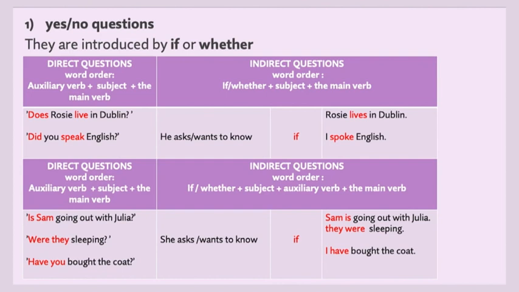Redosled reči u direktnim pitanjima je sljedeći. Pomoćni glagol, subjekat, plus glavni glagol. Indirektna pitanja prate sledeći redosled reči. Nakon glagola u sadašnjem vremenu imamo if ili whether, pa subjekat, pa glavni glagol.